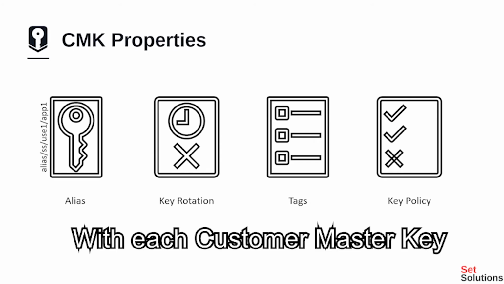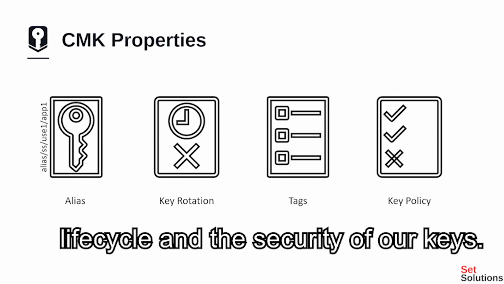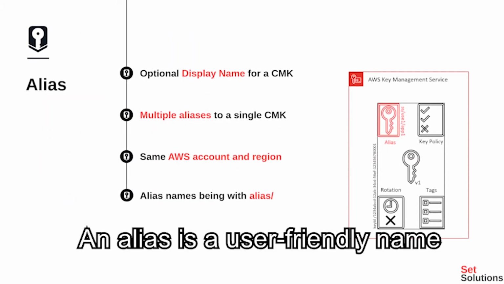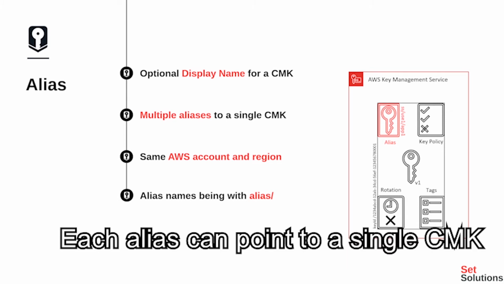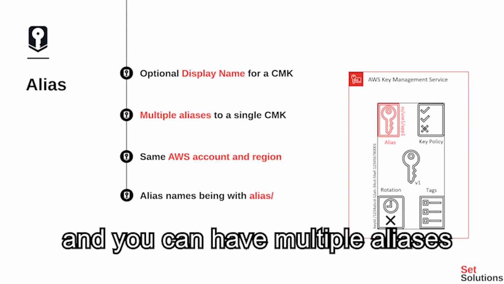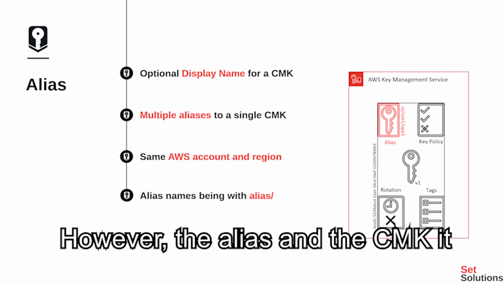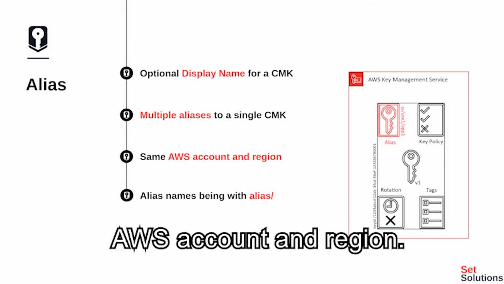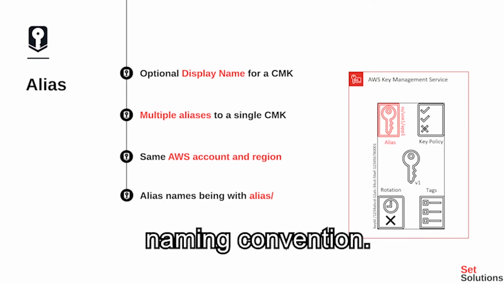With each customer master key type, we have 4 different properties that help us manage the lifecycle and the security of our keys. Starting with an alias. An alias is a user-friendly name that can be associated with a CMK. Each alias can point to a single CMK, and you can have multiple aliases point to the same CMK. However, the alias and the CMK it points to must be in the same AWS account and region. Each alias name must start with the prefix of alias followed by a naming convention.